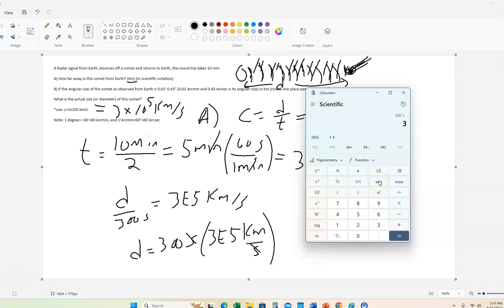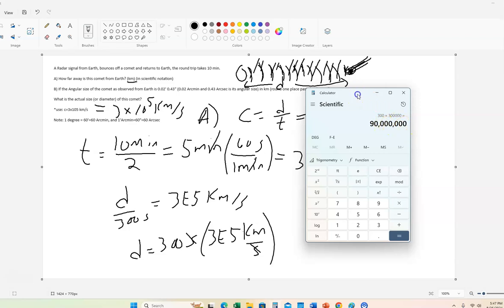Remember, you're not hitting times 10, you're hitting EXP in this particular case, or EE, to the fifth. All right, so 300 times 10 to the 300 times 3 times 10 to the fifth gives us 90 million. So it's 90 million kilometers.